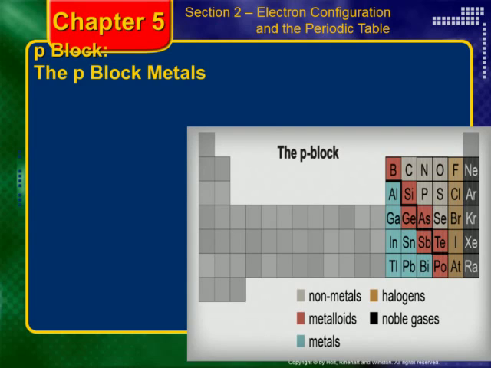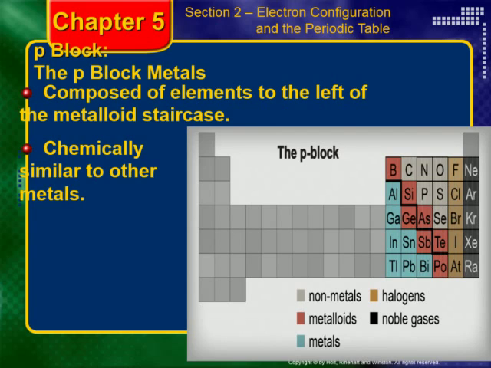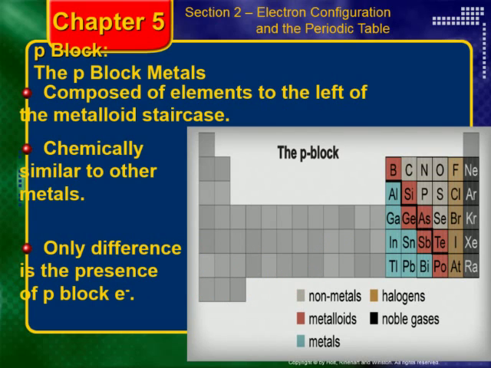All right, let's look at the P block metals. Here they're listed in a teal aquamarine color. They're to the left of the metalloid staircase. They're chemically similar to the rest of the metals. They're going to want to react with a nonmetal to form a salt. The only difference is the presence of an electron in the P block. That's the only real difference that they have from the other metals.